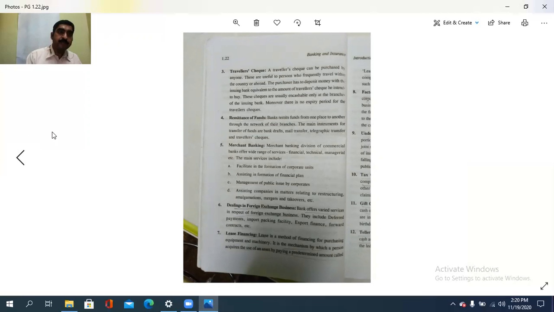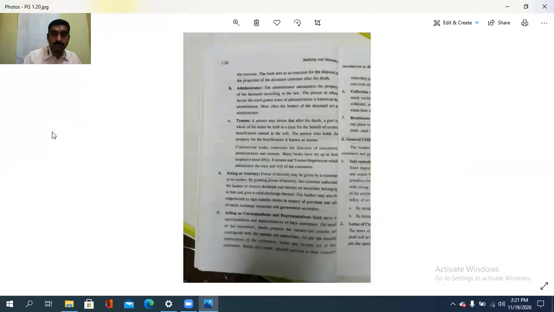So today we saw the agency services and general utility services that are to be tackled by whom? The commercial bank as secondary services. So primary is there. Other than that, the secondary services are there. The secondary services include agency and general utility services.